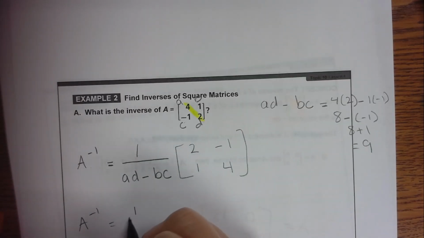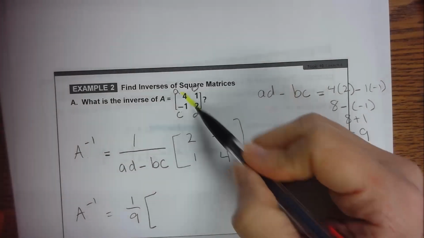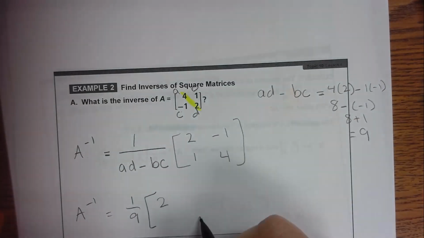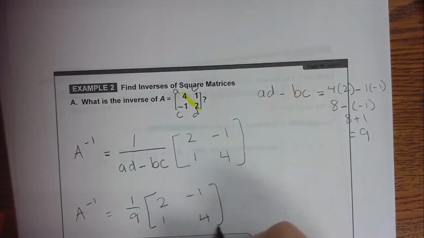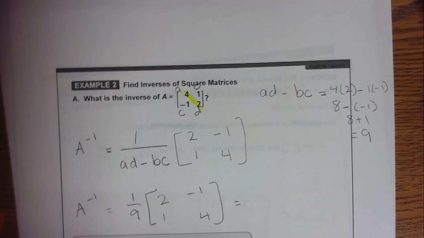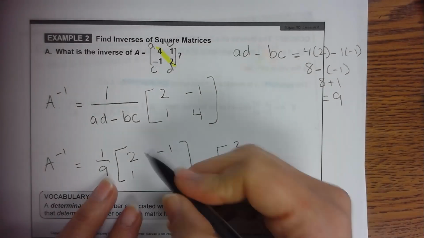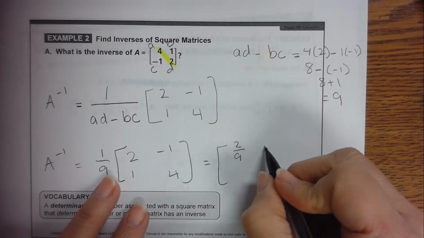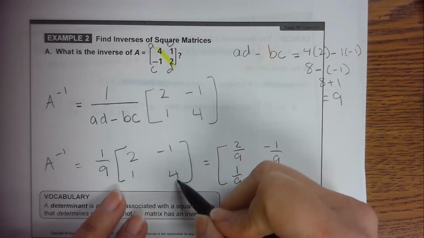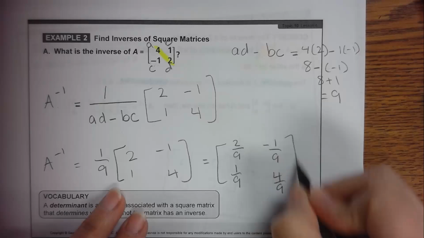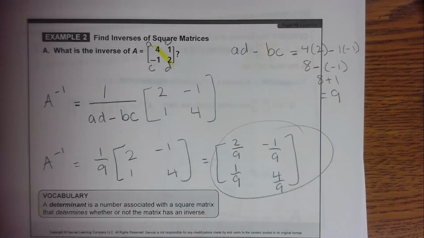So the inverse is 1 over 9 multiplied by this flip-flopped AD matrix. 2, 4, opposite signs here, so negative 1, 1, and then now that's scalar multiplication. So this is just 2 9ths, and then negative 1 9th. 1 9th times 1 is 1 9th, and then 1 9th times 4 is 4 9ths. That's the inverse matrix of that. Okay?